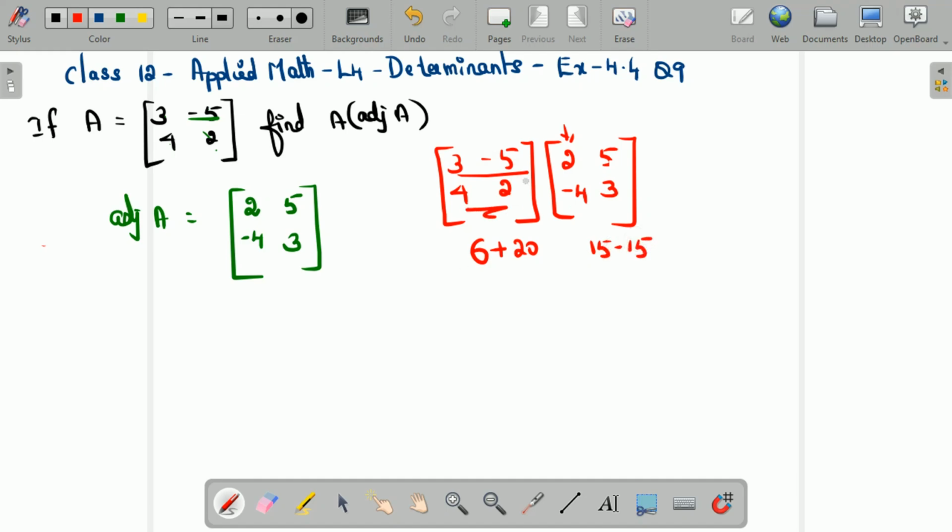Now particularly this row to this column, so it is 4 into 2 is 8 plus minus 4 into 2 is 8. So this is going to be minus 8. Now this row with this column, 4 into 5 is 20 plus 3 into 2 is 6.